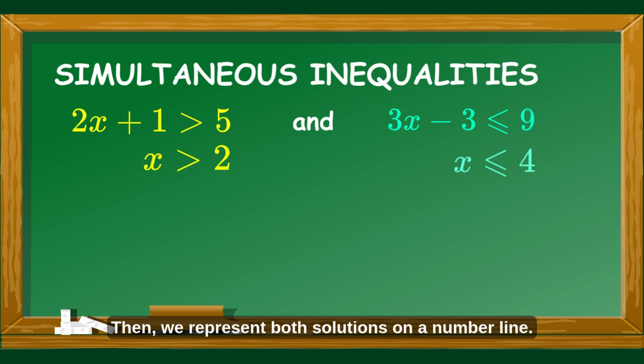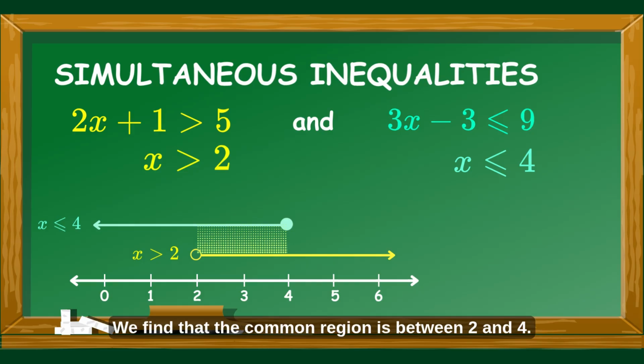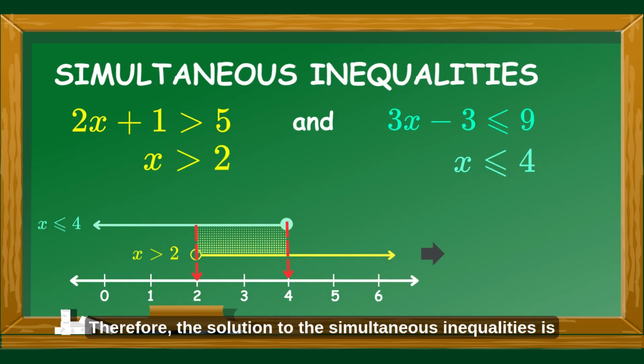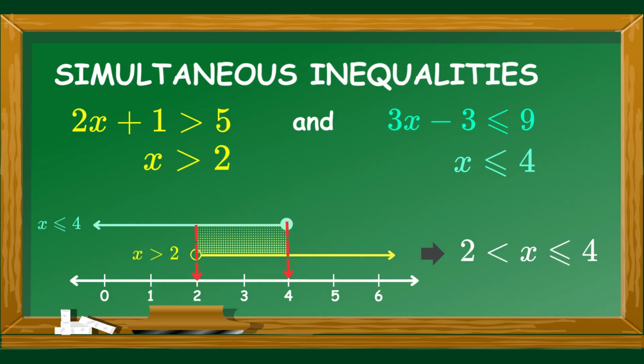Then, we represent both solutions on a number line. After that, we identify the common region between the two number lines. We find that the common region is between 2 and 4. Therefore, the solution to the simultaneous inequalities is x is greater than 2 and less than or equal to 4.